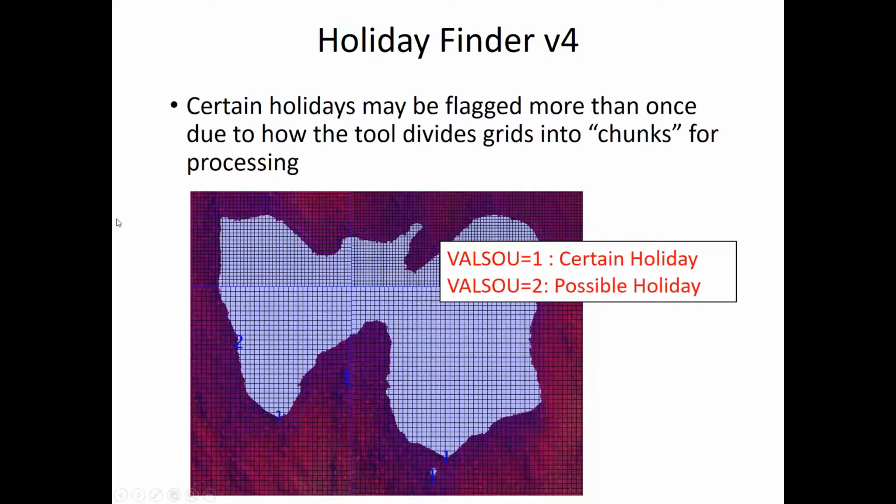And just an overview of what you'll see. So holidays are flagged with either a 1 or a 2. And that is a status flag. So 1 is everything that the algorithm is absolutely certain is a holiday. It'll flag it with a 2 if it says, hey, this might be a holiday, but I'm not sure.